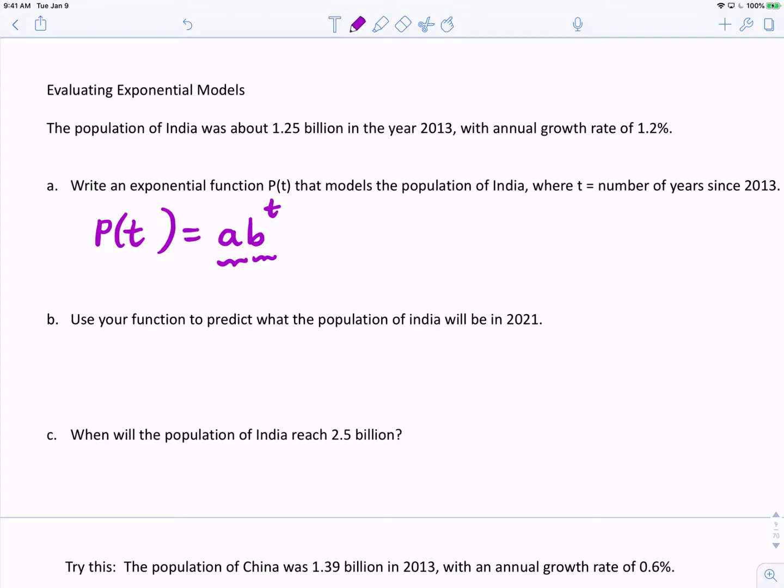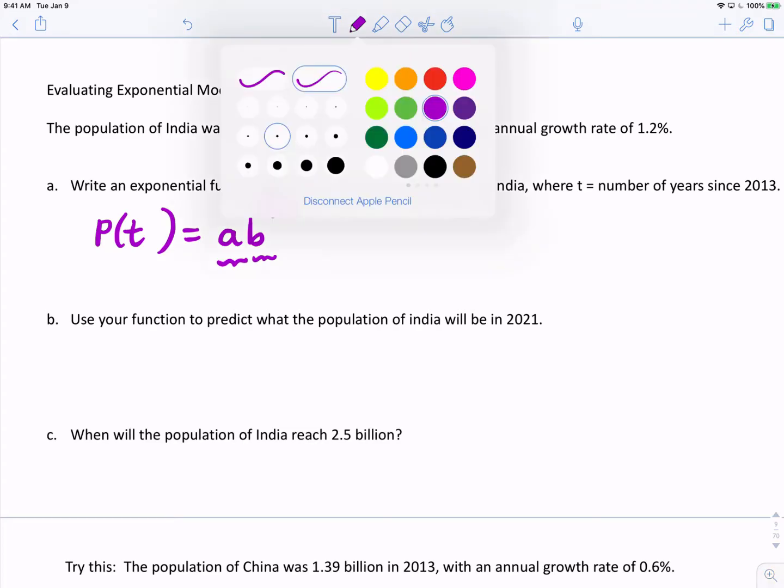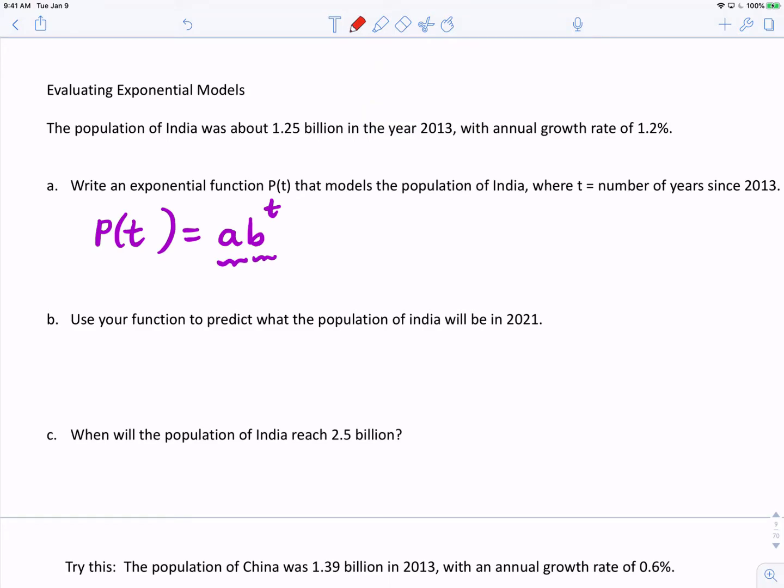Okay, so in this problem, we were given a starting point of the year 2013. And this was how many people? 1.25 billion in that year. So we're going to use 1.25 as our initial amount.